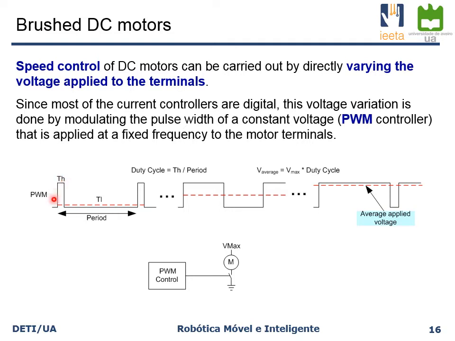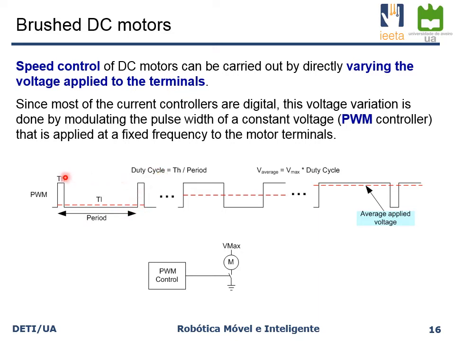For instance, in this case, we are applying just a small amount of energy, because during the period, most of the time, the switch is off. This is a very simple design that represents this principle. This is the PWM control with a switch. When you turn on the switch, you apply a voltage to the motor. When you turn it off, the voltage is removed. The time that the voltage is on in regard to the period is called the duty cycle.